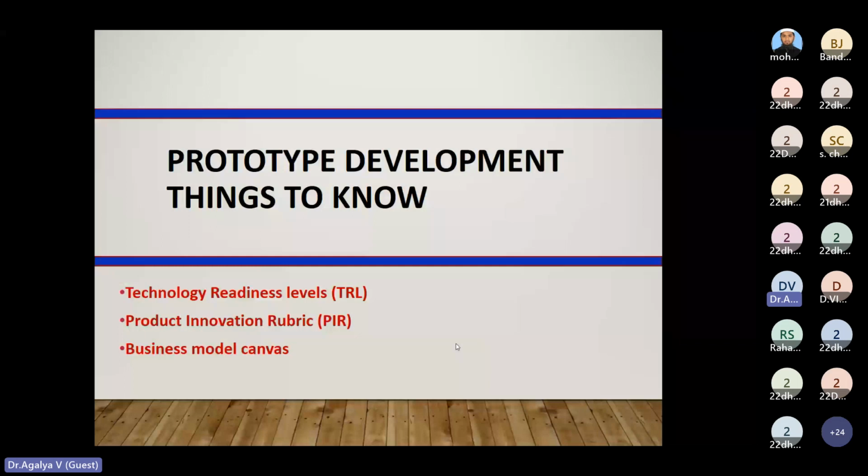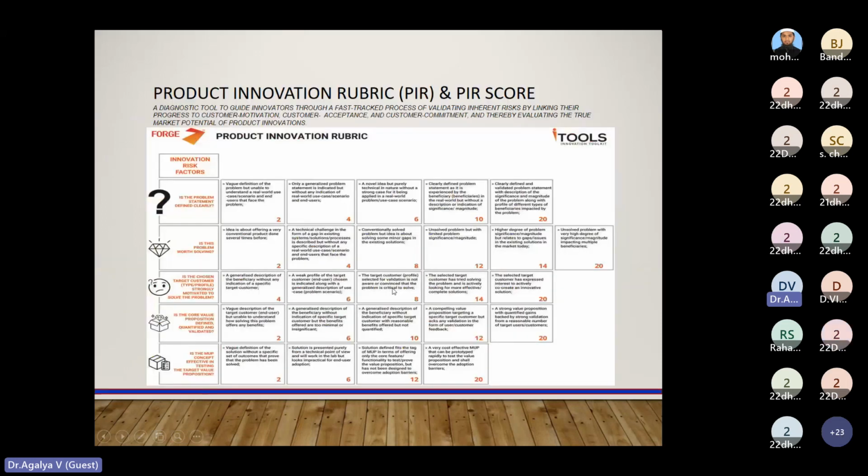These are the tools that will support beginners: TRL, PIR, and business model canvas. So you need to take it out, and this was created by Forge Accelerator. They created a one-page tool, and you can evaluate your idea and get the marks of your company at each and every stage.